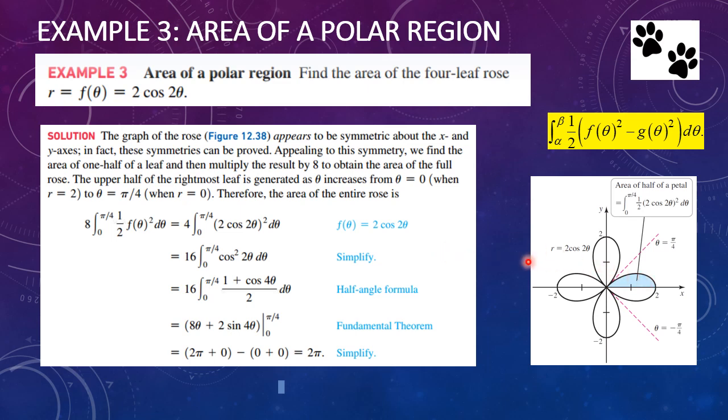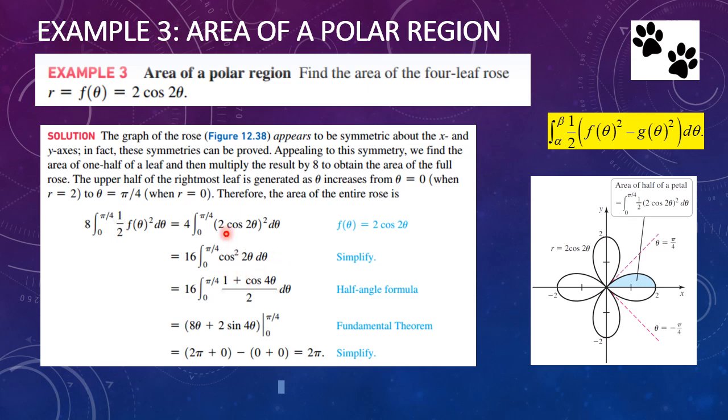Okay, so we can see that the upper half of the rightmost leaf is generated as theta increases from 0 to pi over 4. Therefore, the area of the entire rose is 8 times the integral from 0 to pi over 4 of 1/2 f of theta squared d theta. So now simply plugging this into our formula, f of theta is 2 cosine 2 theta, squared, so we get the cosine squared.